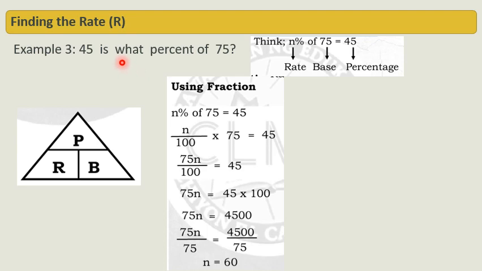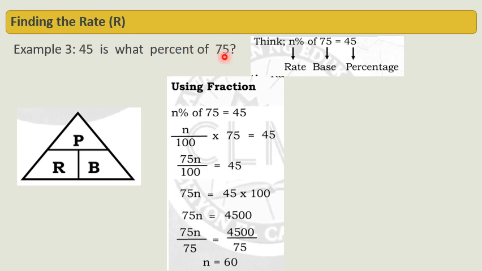So, same po with finding the rate. Gagamit lang din tayo ng Tecans triangle para mahanap po yung ating rate. So, for example, number 3, we have 45 is what percent of 75. So, paano natin ma-identify kung ang hinahanap ba ay rate? Nakalagay naman dito, what percent? So, anong percent daw po ba ng 75 ang 45? Isipin natin dito, ito yung hinahanap natin, what percent? So, yun yung n percent natin of 75.